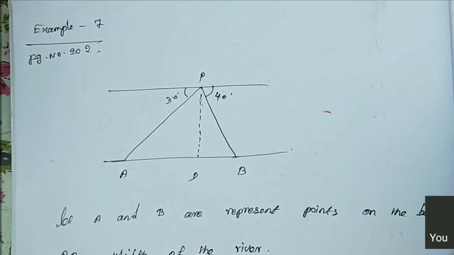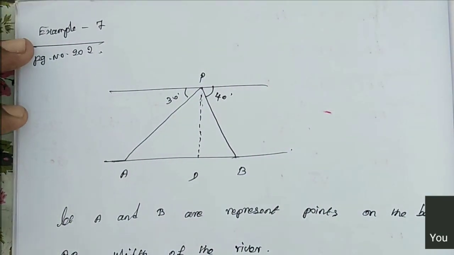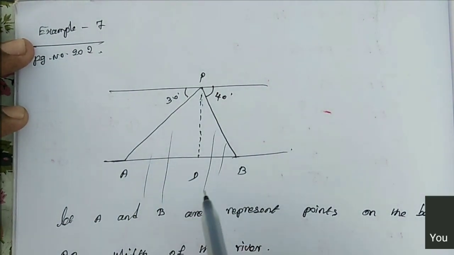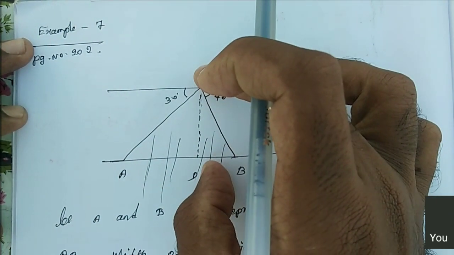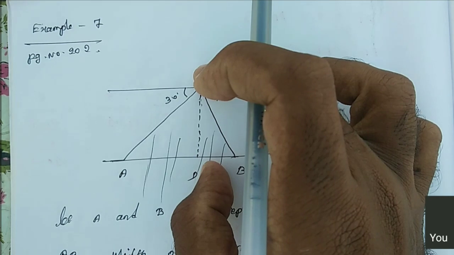Clear? Now we can represent the problem in a diagram. You just consider this is a river, AB, right? This is a river. So AB is the width of the river. Then BD is the height. Are you clear?